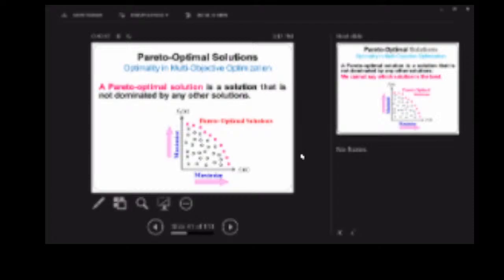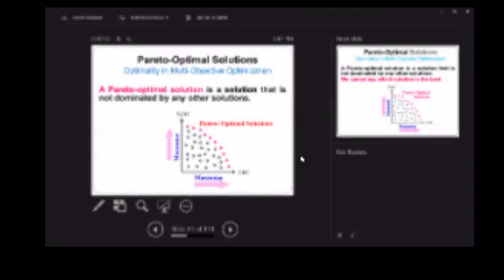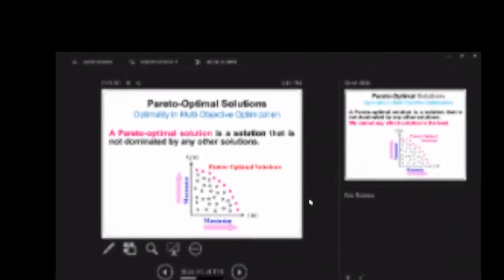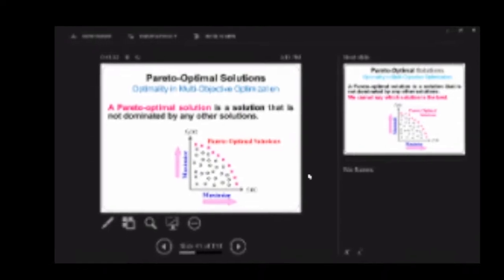From this decision space. So these points in the objective space are called the Pareto optimal front, and in the decision space, these are called Pareto optimal solutions. So actually we visualize those points from the objective space, but those points in the decision space are called Pareto optimal solutions. Okay, so that is the point.